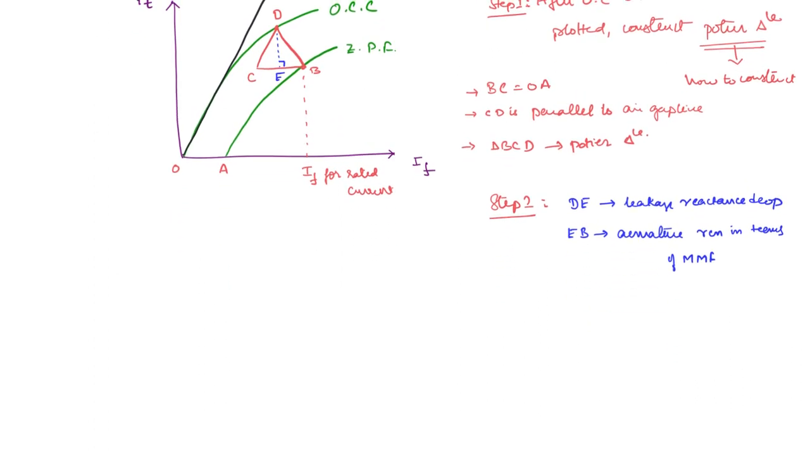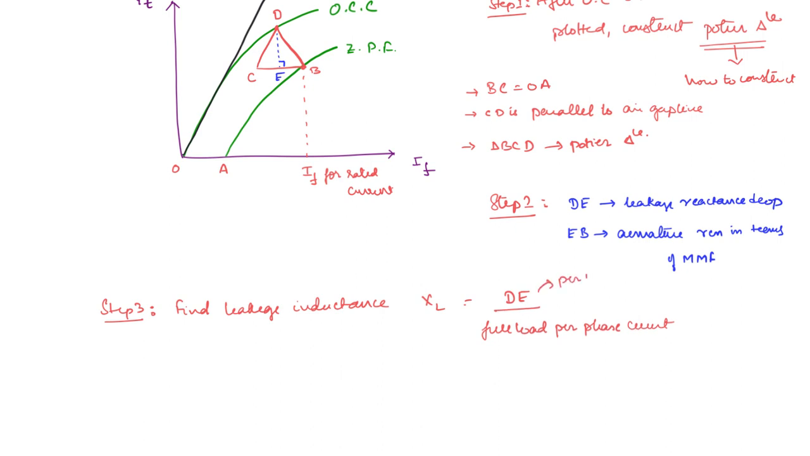Now once you get this data, what is the next step? Step 3 is to find the leakage inductance or the leakage reactance. This is equal to DE, which is nothing but the voltage, divided by the full load current. You can write per phase current. This is important here. This is also per phase voltage. If you are taking line voltage, then you will write √3 extra in the denominator. So now you will find the leakage inductance.